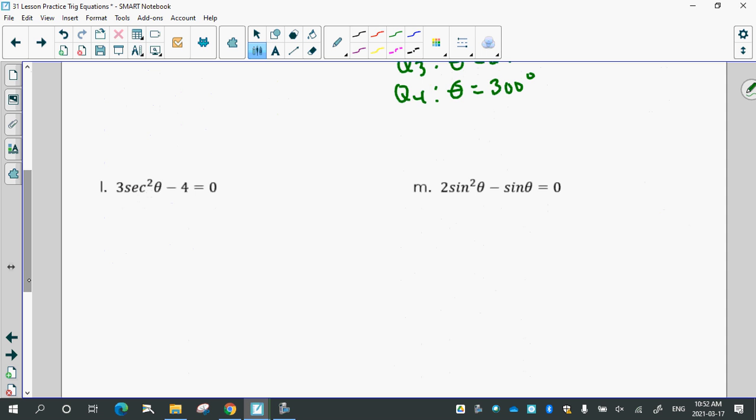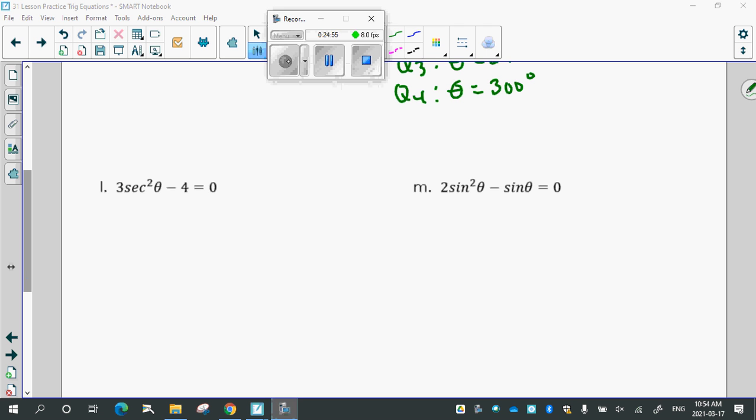Another squared one: 3 sec squared theta minus 4 equals 0. So I'll give you time to try that one.